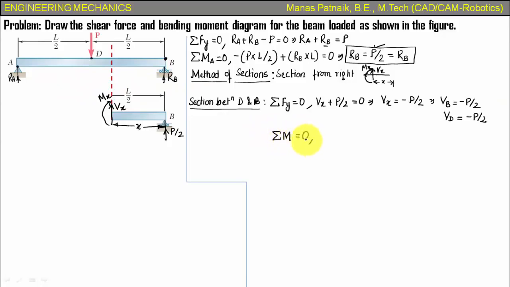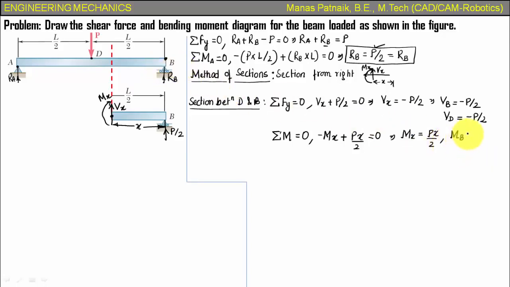is equal to 0. Okay, so we've got this Mx clockwise, hence negative, minus Mx. What else have we got? We've got this P by 2 multiplied by x, producing an anti-clockwise moment here at this cross section, plus P by 2 into x is equal to Px over 2 is equal to 0. And if you try to frame this equation in a better way, you're going to write Mx is equal to Px over 2.